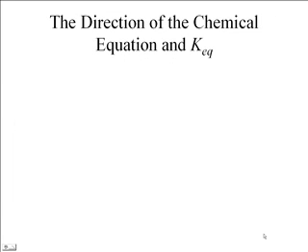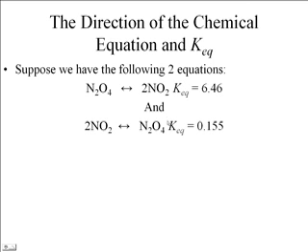Okay. Now let's talk a little bit about the direction of the chemical equation and what that means to KEQ. When we talked about enthalpy changes way back in chapter 5, if we have the enthalpy change for this reaction right here, N2O4 becoming 2 NO2s, and we were to flip that equation around like here, we would just flip the enthalpy change. So if the enthalpy change for this first reaction was positive 25 kilojoules per mole, for the reverse reaction it would be negative 25 kilojoules per mole.